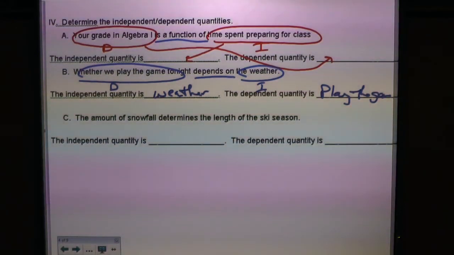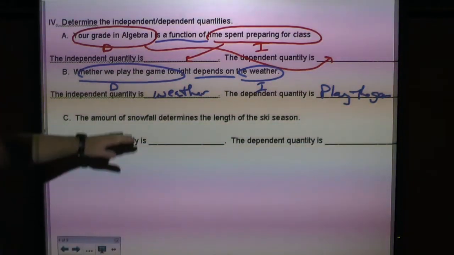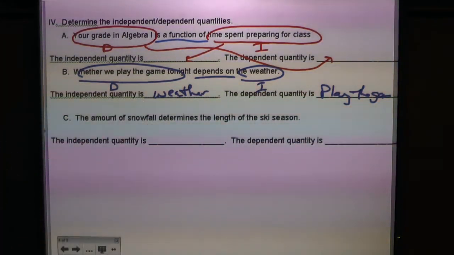What's my ultimate goal each time we have a game? We want to play it. So what you're trying to figure out is the dependent variable, which is I want to play the game. What I need to know first, though, is your independent quantity, which is what the weather is. I've got to know what the weather is first before I can determine whether I can play the game or not. All right? So let's look at the next one.